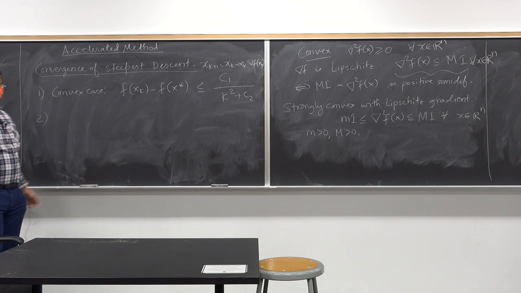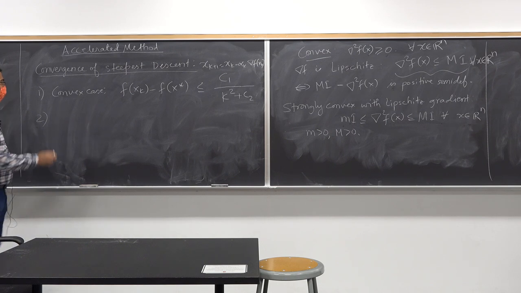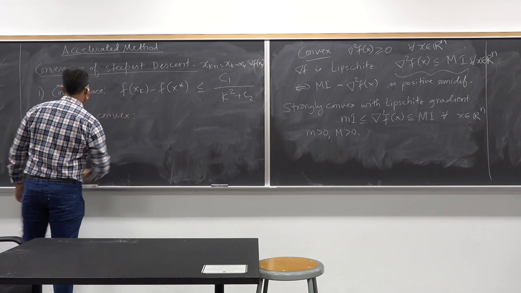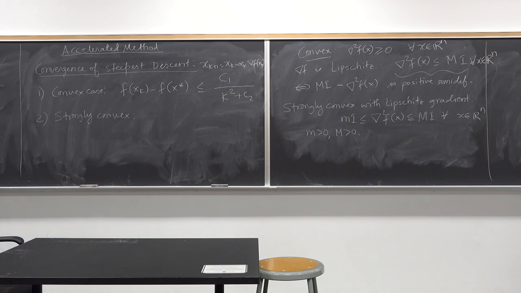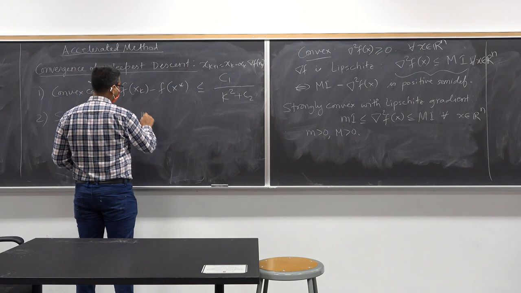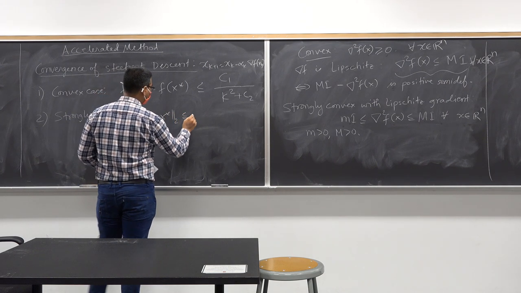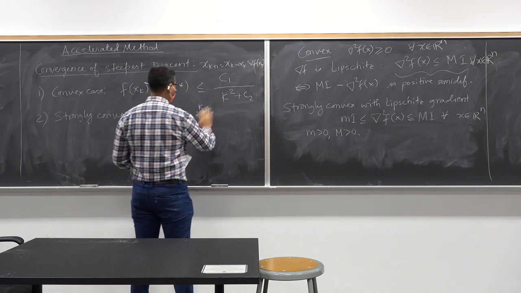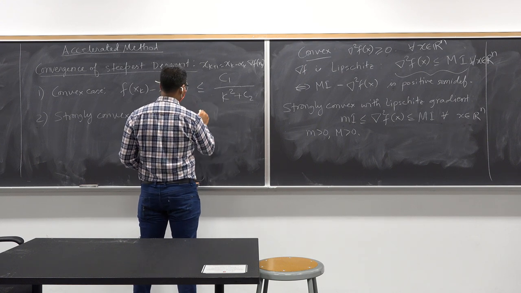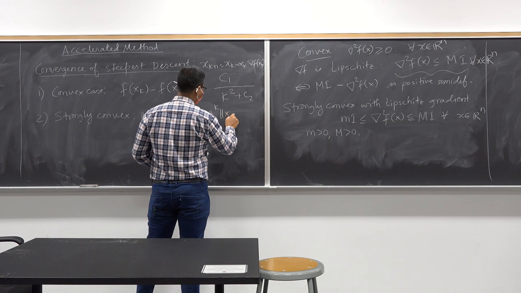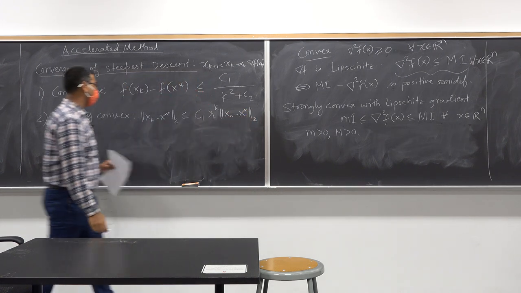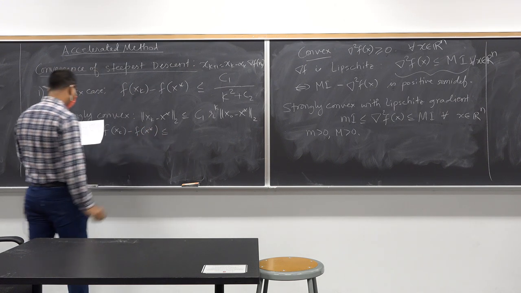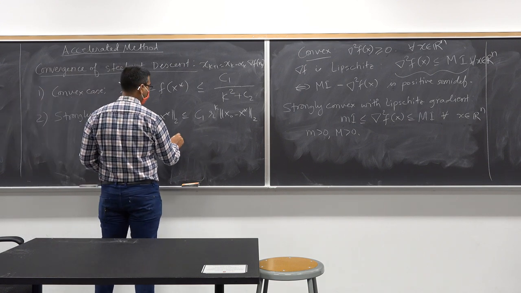The situation for the strongly convex case is slightly more complicated. Here, typically, the 2-norm of xk minus x star is less than or equal to c1 r raised to k times the 2-norm of x0 minus x star, and f(xk) minus f(x star) is less than or equal to some c2.